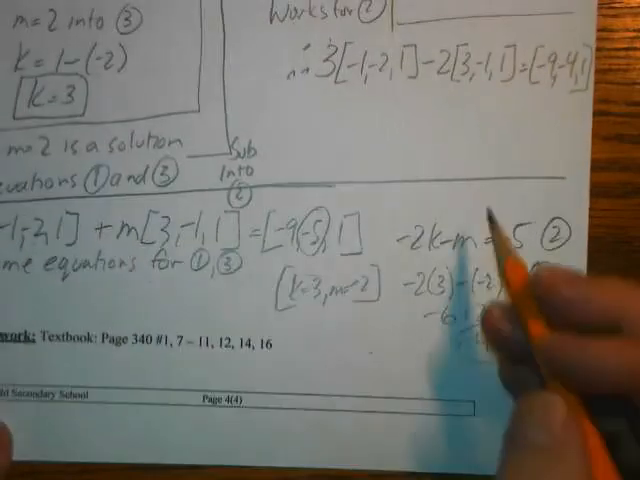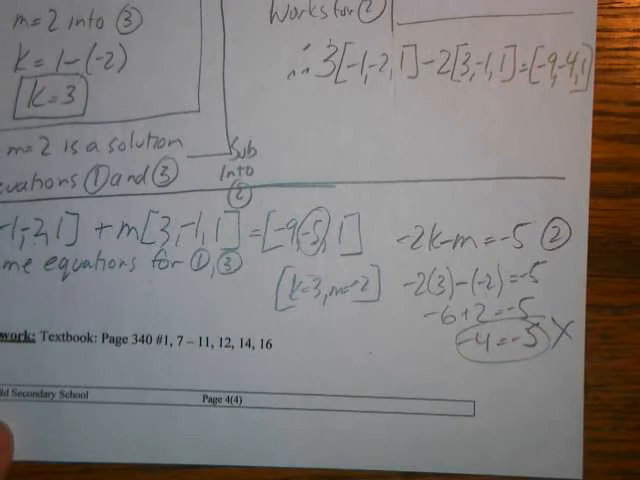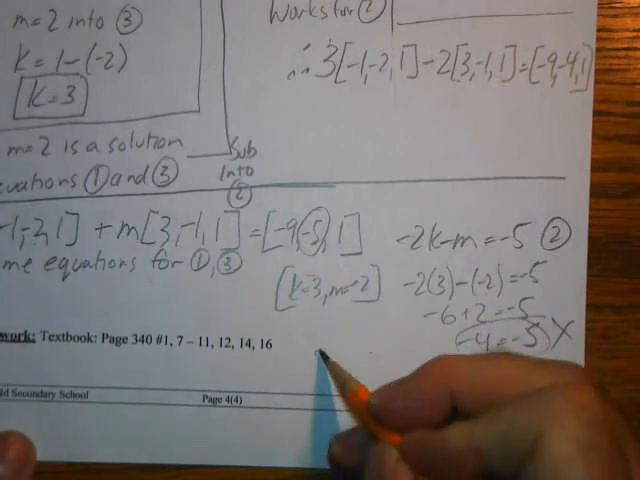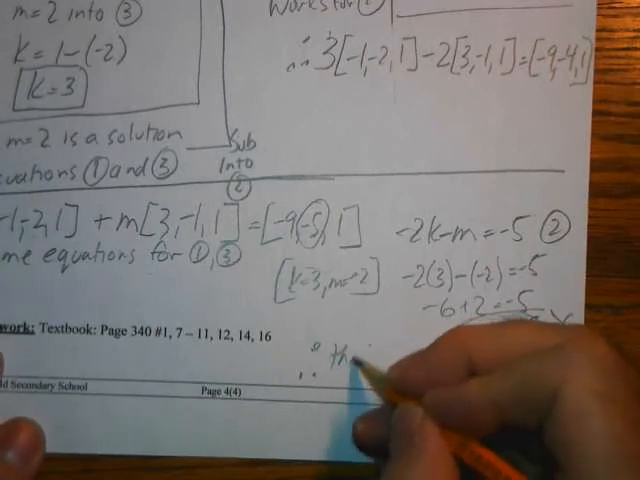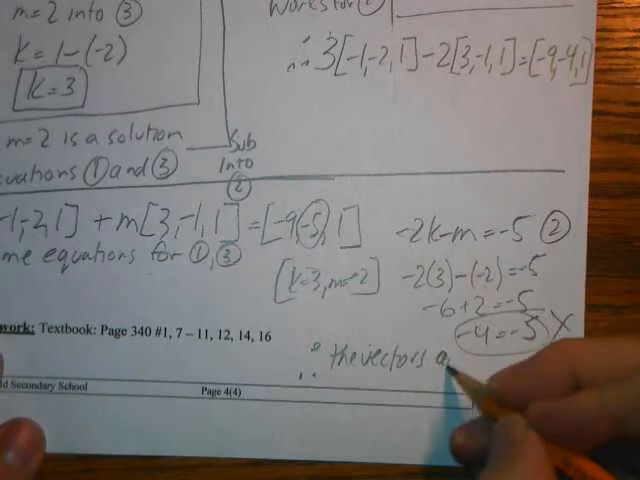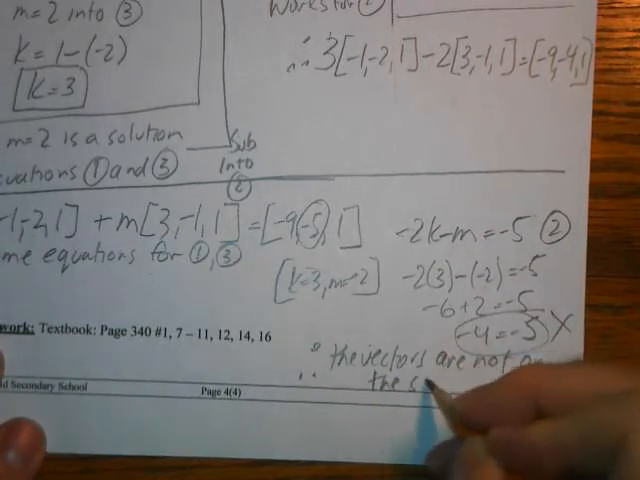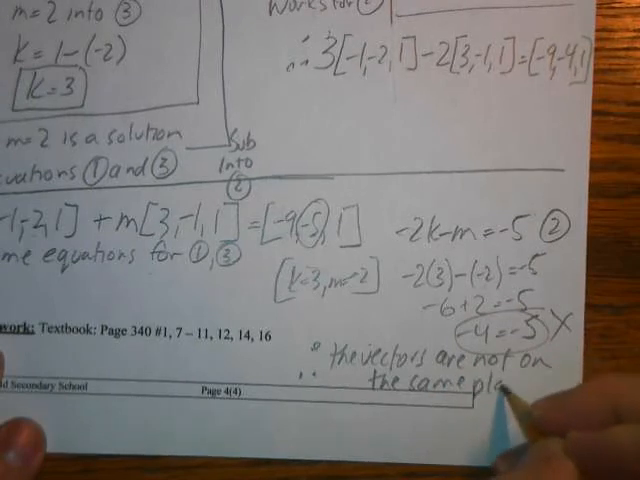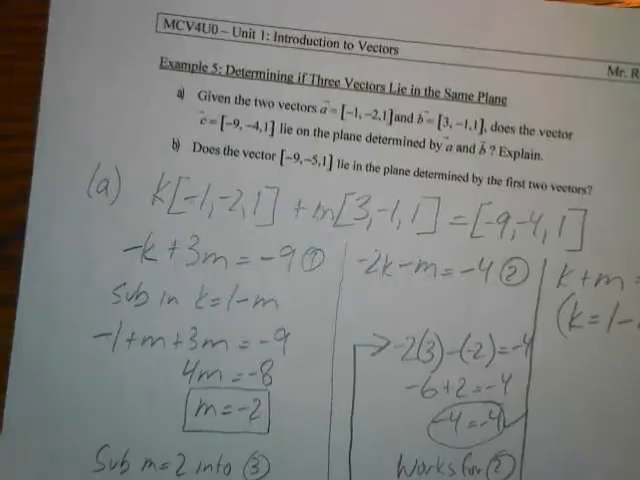which you could probably predict because the only thing that changed was that number, so the left side was still the same. Therefore, our conclusion is the vectors are not on the same plane. Okay, so full page of work for that two-part question. Hopefully it makes sense.